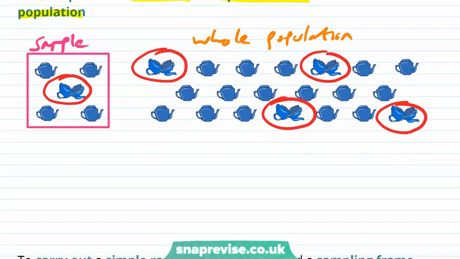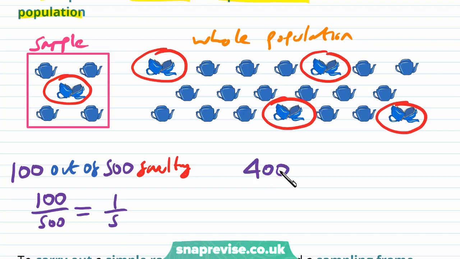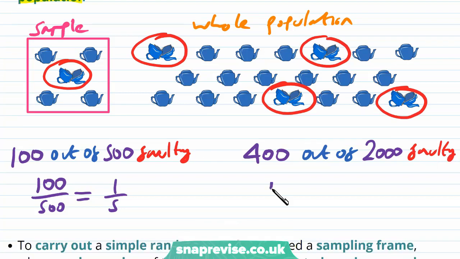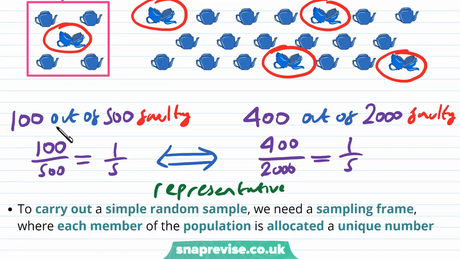In particular, let's say there is 100 out of 500 faulty in the sample. We consider the 100 divided by the 500, and this gives us 1/5. And hopefully we would find in the whole population that 400 out of 2000 were faulty. This is because our 400 over 2000 is going to be the same proportion 1/5. And the reason for these hoped equivalences is because in this case the sample should be representative.